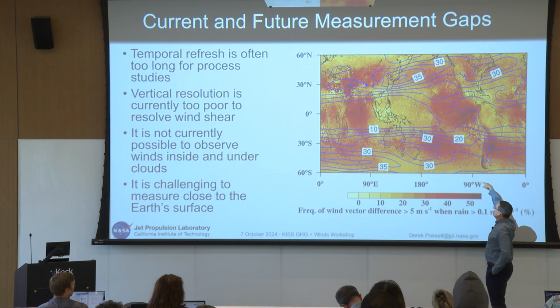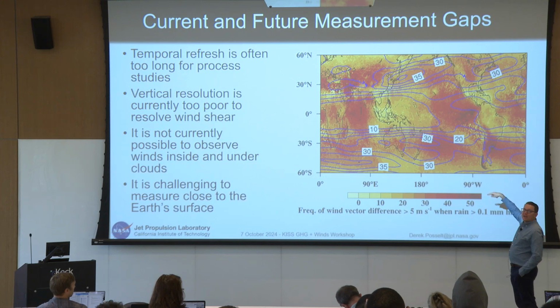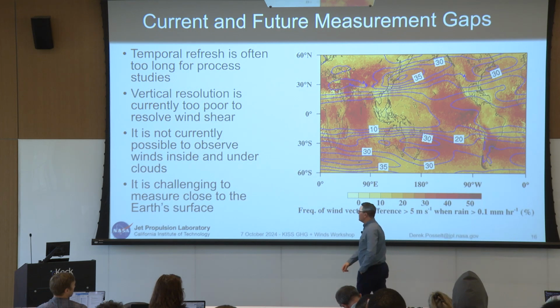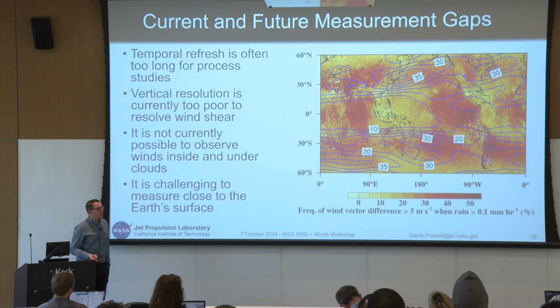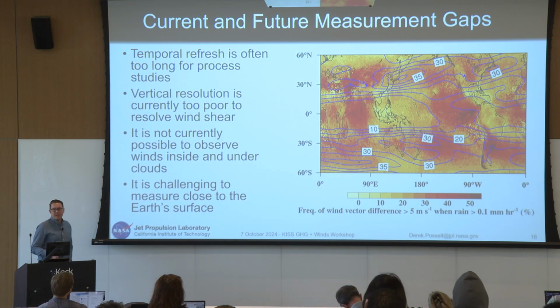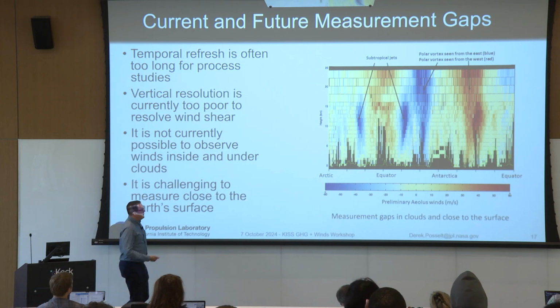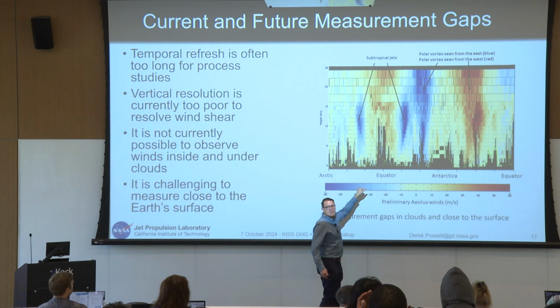So the red colors are any location where the wind difference was more than 5 meters per second and it was raining. So by and large, the main takeaway from this plot is that the winds have the most error in and around weather systems, where it's raining, where it's cloudy. And we saw that from the LiDAR as well, right? LiDAR can't measure underneath clouds.